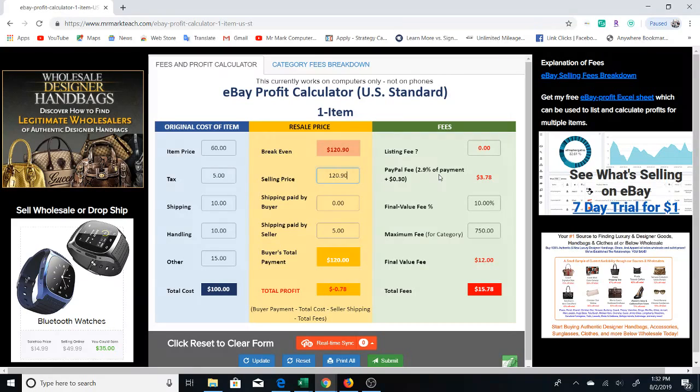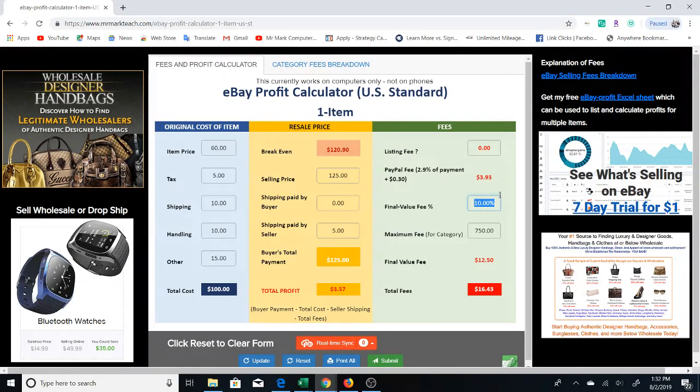Again, if I type 120.90 for my break even price, you will see that my profit is exactly zero after fees and other expenses. So I need to charge more than this price in order to receive a profit. So I might want to, for instance, charge $125 as my price and receive $3.57 profit.